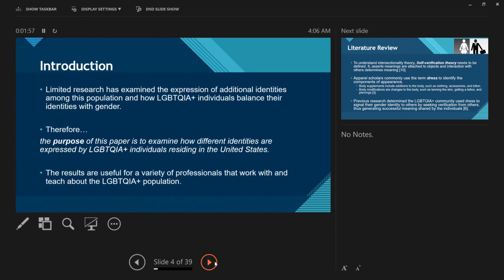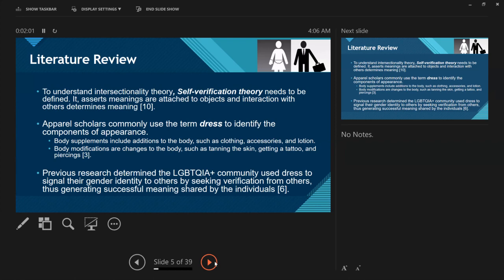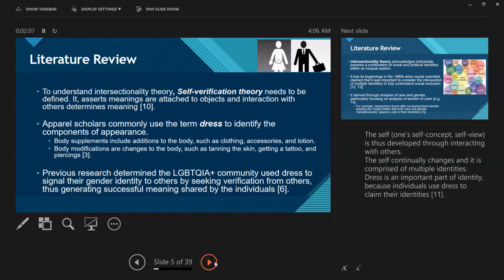We did some literature review. There's two theories that relate. One is self-verification theory, and it asserts that meanings are attached to objects and interaction with others determines meaning. And apparel scholars commonly use the term dress to identify components of appearance. Body supplements include additions to the body, such as clothing, and then modifications or changes to the body. And we did some previous research that suggests that dress is used among this population to seek verification from others.